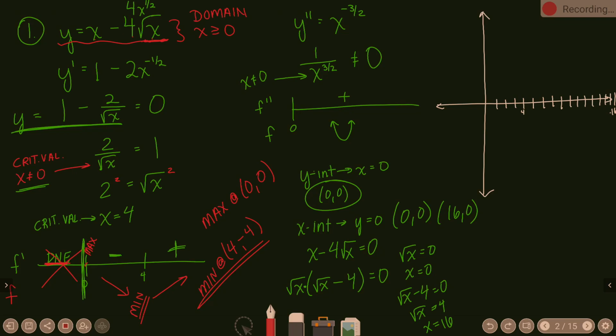Critical values: there's an x-intercept of 0, right? There's an x-intercept of 16. Min at 4, negative 4. I didn't label that down, sorry. And then what's my graph doing? It's decreasing, increasing, and concave up.